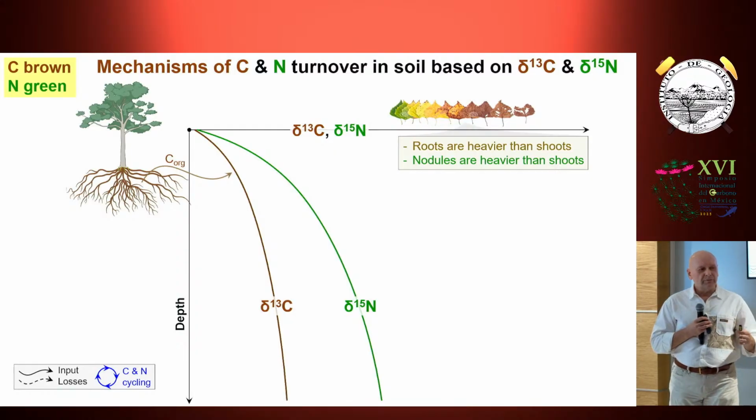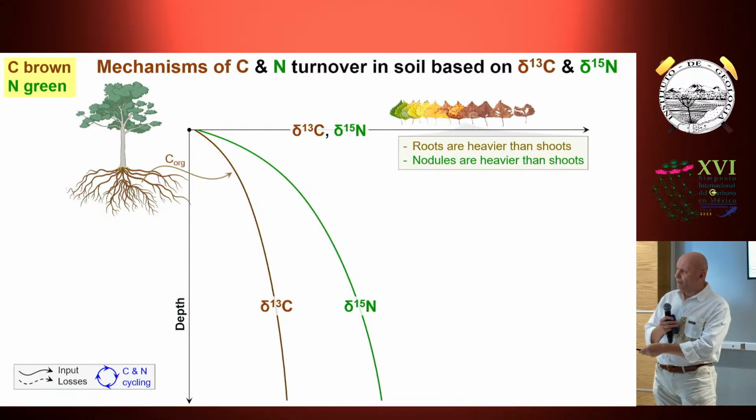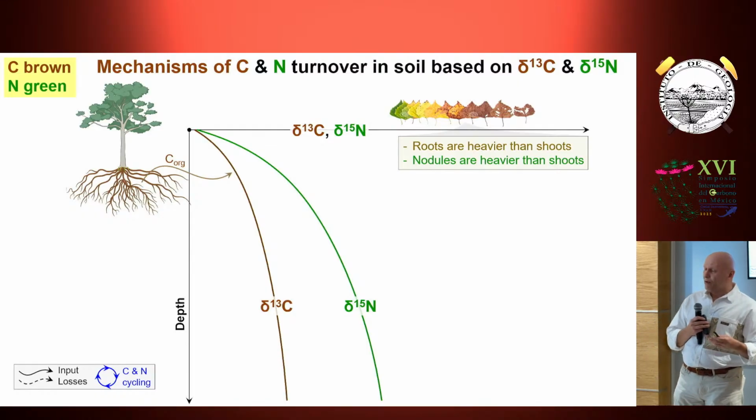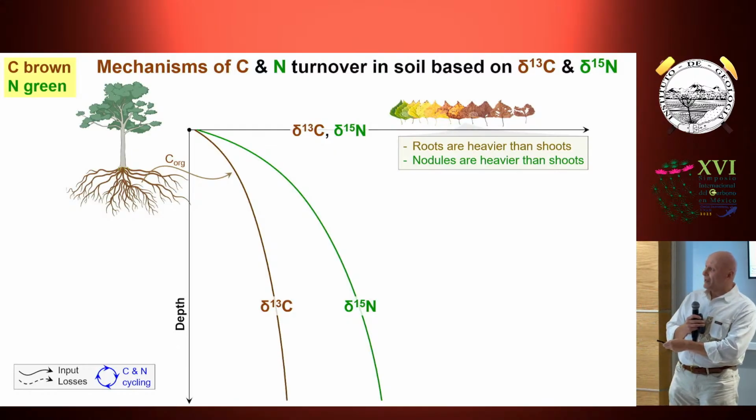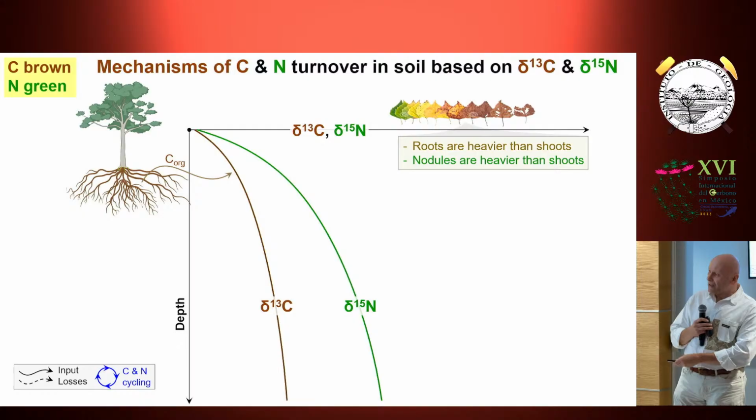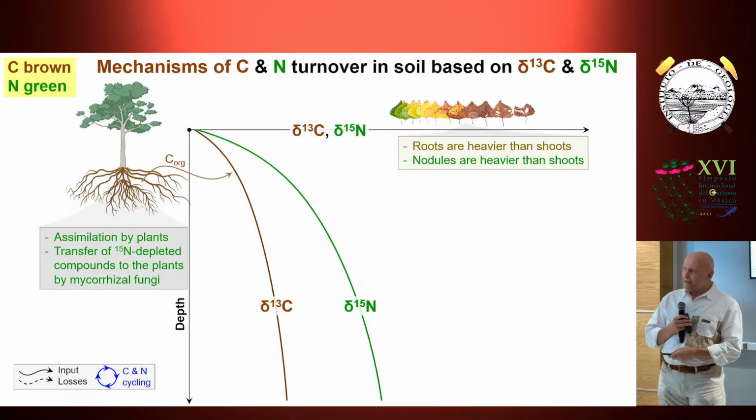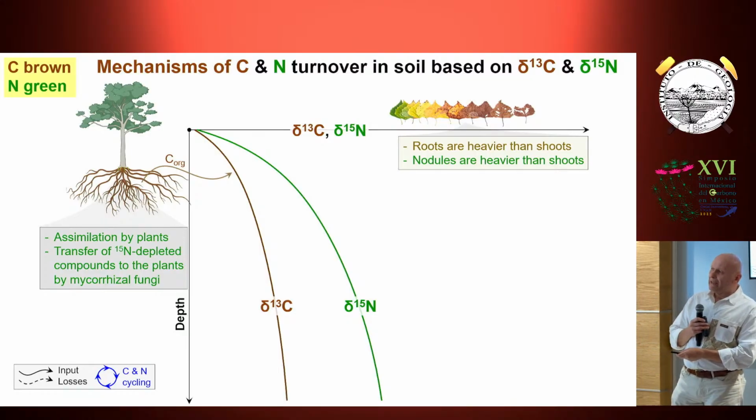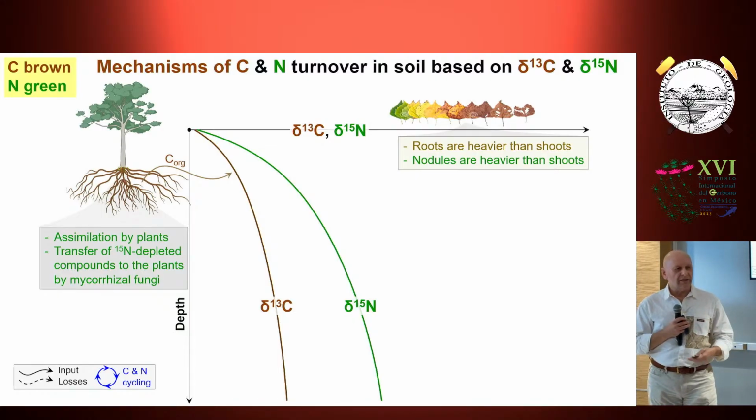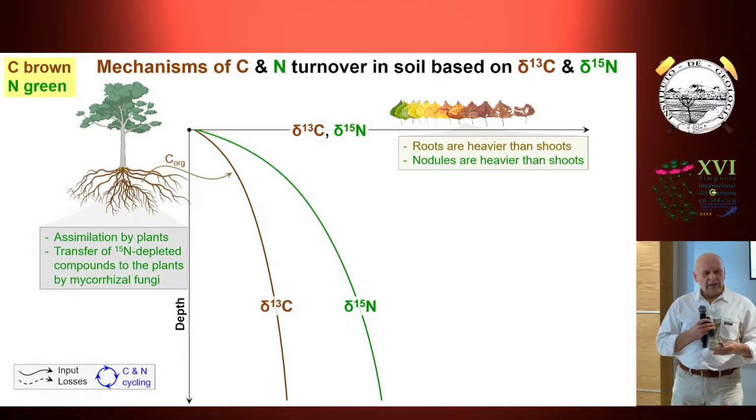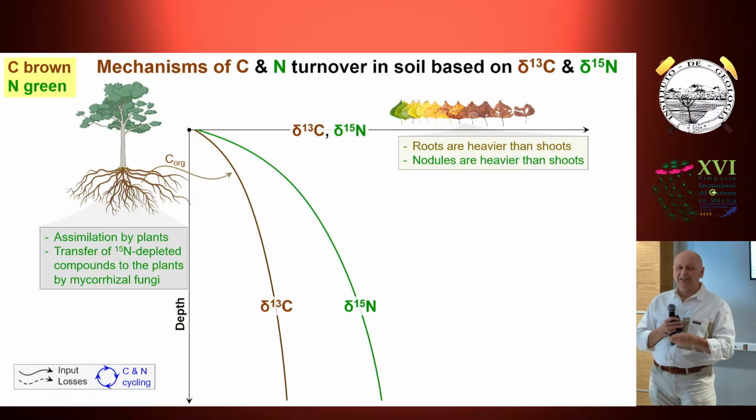And also, if we are speaking about nitrogen, all data for nitrogen will be presented in green. For nitrogen, nodules, for example of the legumes, are heavier than the shoots. It means the nodules, nitrogen fixation by rhizobia, also contribute to the stronger discrimination of nitrogen-15. Another mechanism is the assimilation by plants: plants take up mainly ammonia and nitrate, and these are already slightly depleted.